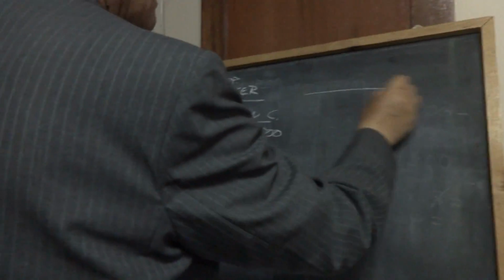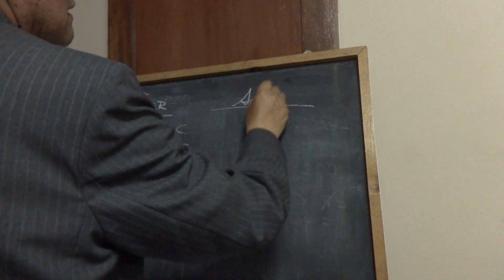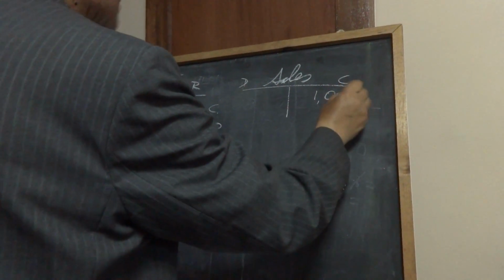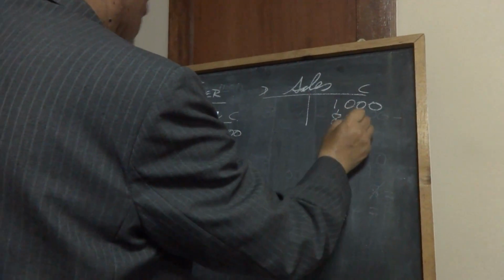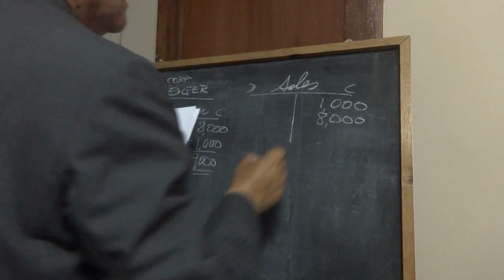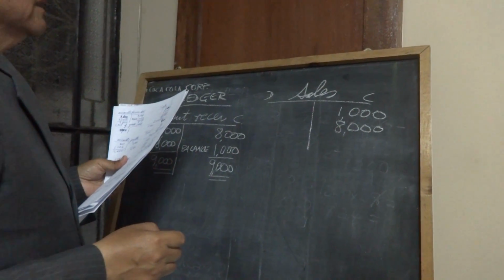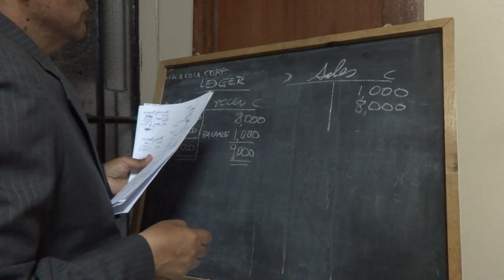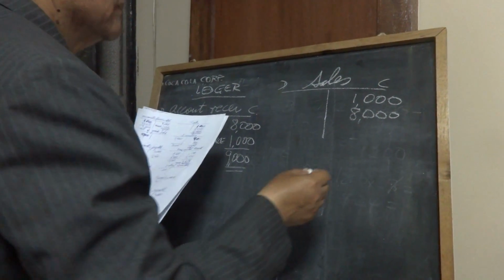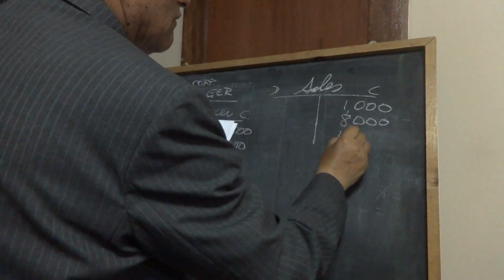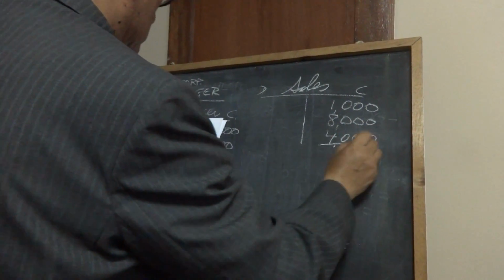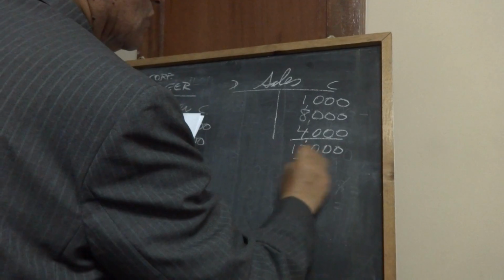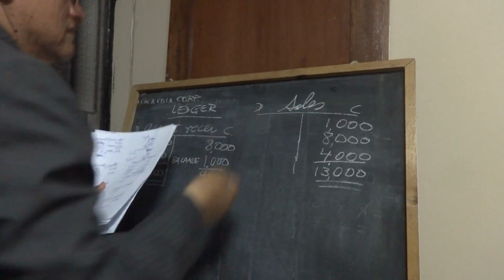Then we have the account sales, on debit, credit. We are ledgering the commercial operations that we made in the journal entry. $4,000. Let's sum, $13,000 of income for sales.